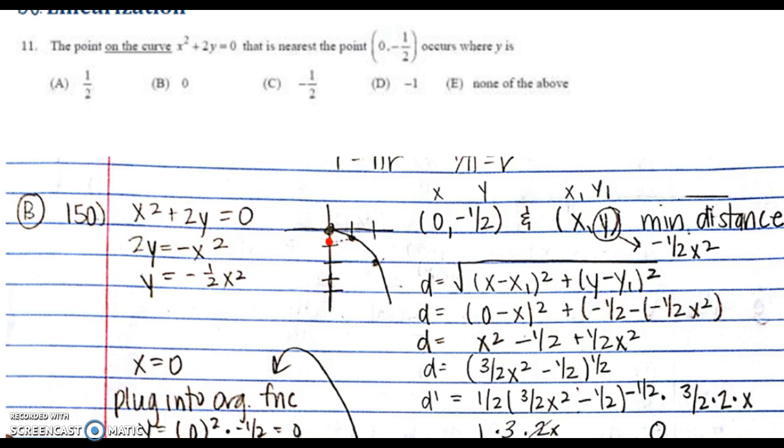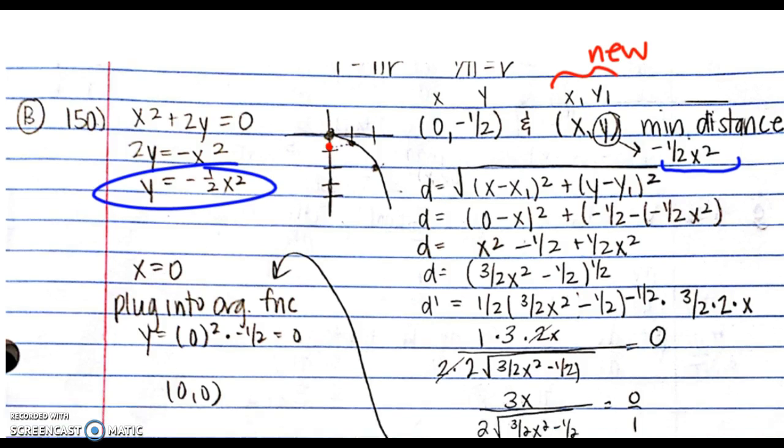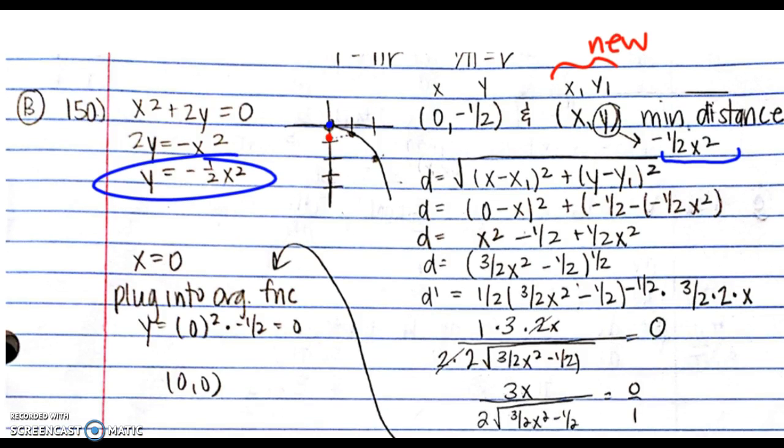So the idea is you have one given point, and you have one new point that you're trying to find, and you're trying to minimize the distance. So this actually is a min-max problem. So I used the distance formula: 0 take away x, negative 1/2 take away y. The y, though, I replaced with this, which is just the equation. I plugged and chugged from there, set it equal to 0, and it ended up being the point (0, 0).